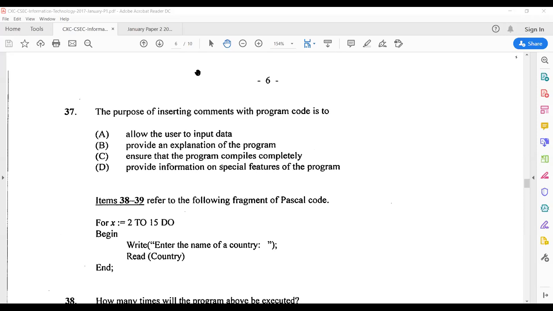So the first option, allow the user to input data. No, comments will not have any impact on that. Provide explanation in the program. That is exactly why we use comments, to provide an explanation of the program. So why we did a certain for loop or while loop, or why this variable was created, little comments explaining portions of the code. Ensuring the program compiles correctly, no. As mentioned before, comments have no impact or effect on the program itself. And provide information on special features of the program. You may be tempted to select that one, but not really special features. It more explains what the program does, right? So the answer for 37 is B.